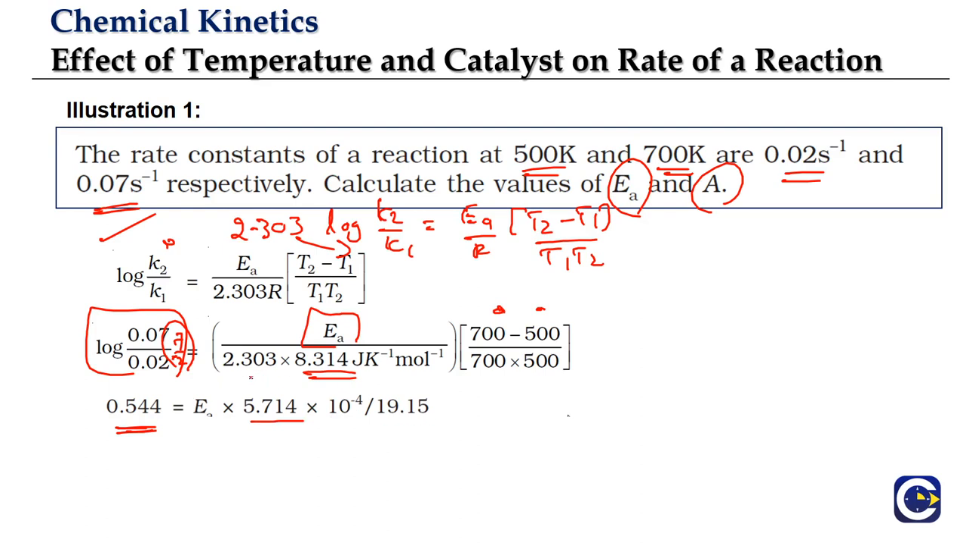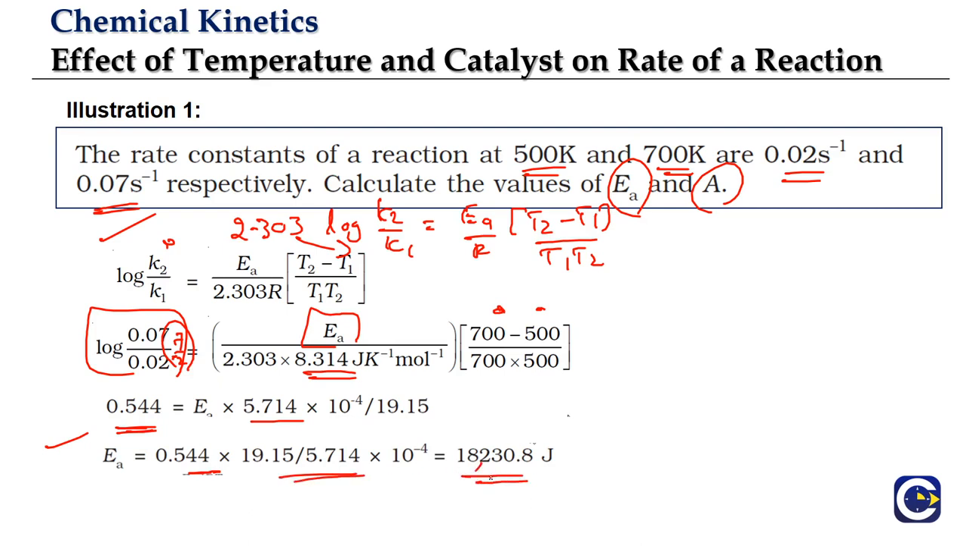So this 2.303 into 8.314 will be 19.15. If you take the terms to the left hand side, what we will have is the EA value. So EA value will be 0.544 into 19.15 divided by 5.714 into 10 power minus 4. Problems based on the Arrhenius equation do involve some calculation, because we get logarithms and a good amount of multiplication and division operations. If we simplify it, finally we get the value to be 18,230.8 joules. So this is the value of activation energy.